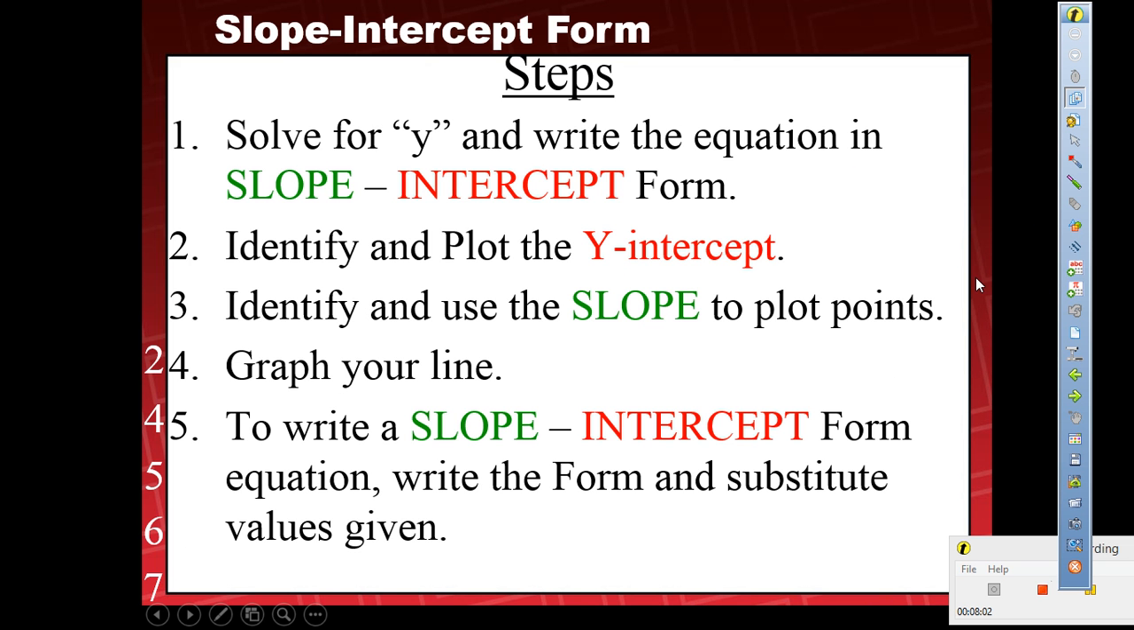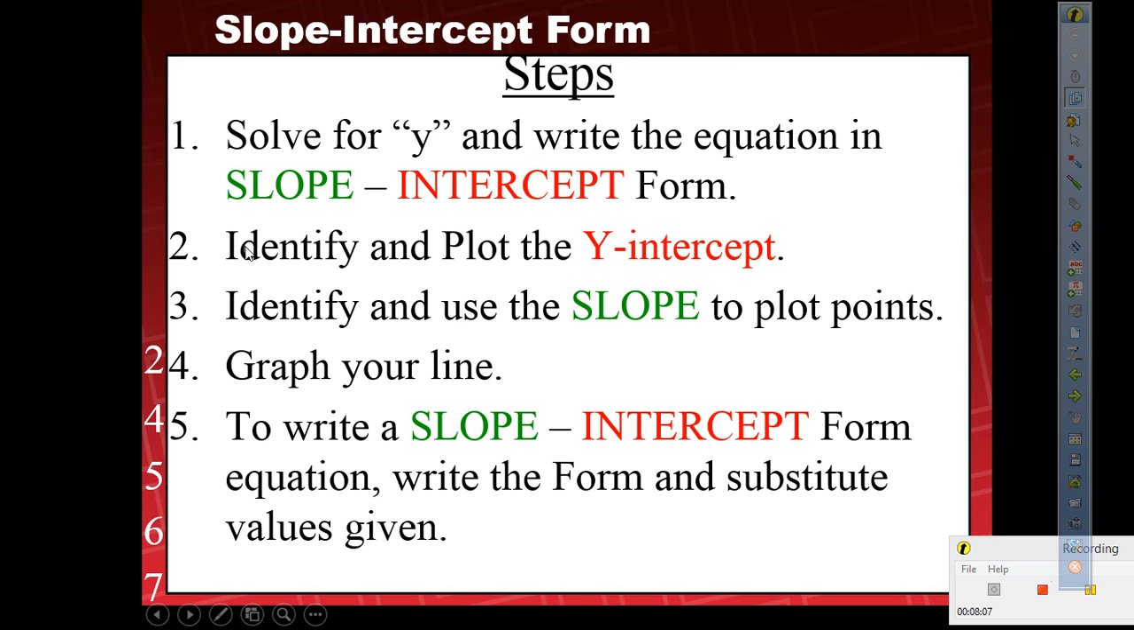It's only 5 steps. It says, step 1, solve for y and write the equation in slope-intercept form. Do we know what that looks like? Yes. Y equals mx plus b. Step 2, identify and plot the y-intercept. That seems pretty simple. Step 3, identify and use the slope to plot points. And I'll show you how to do that. Step 4, graph your line, and you're done.